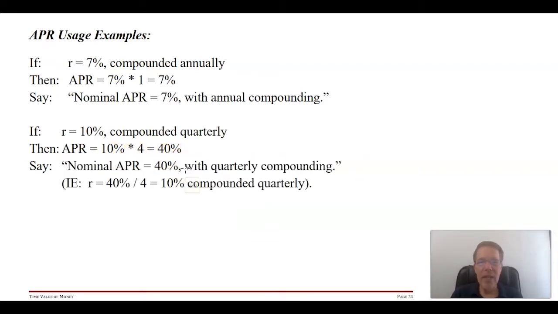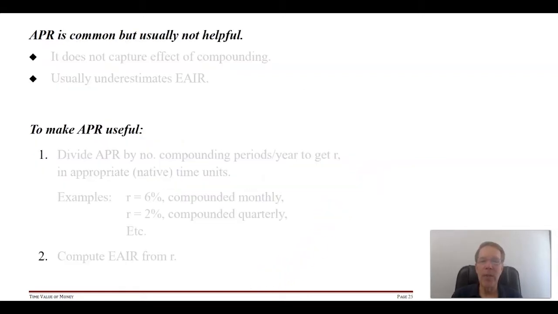And so we'd say, talking about this verbally, for this project, the nominal APR is 40% with quarterly compounding. And what that means is, of course, we can get back to our native rate of 10% by just dividing by the number of quarterly compounding periods per year.